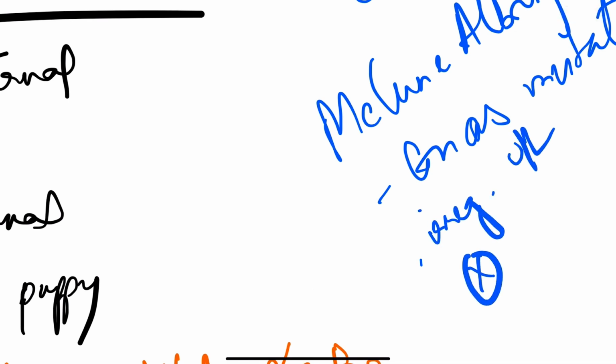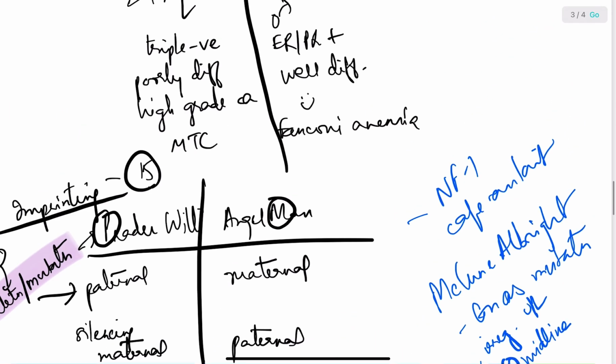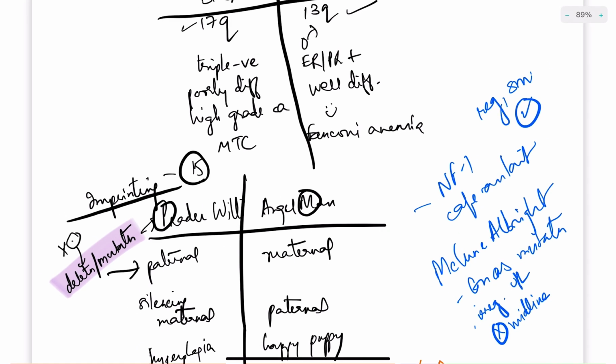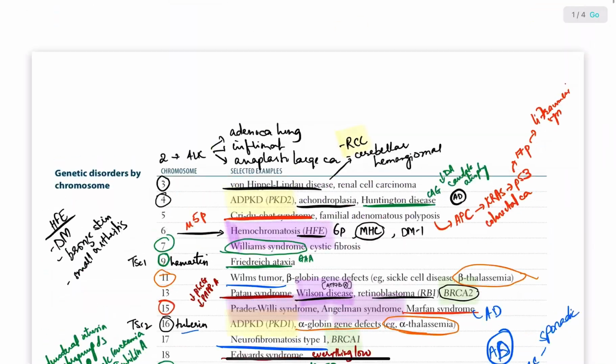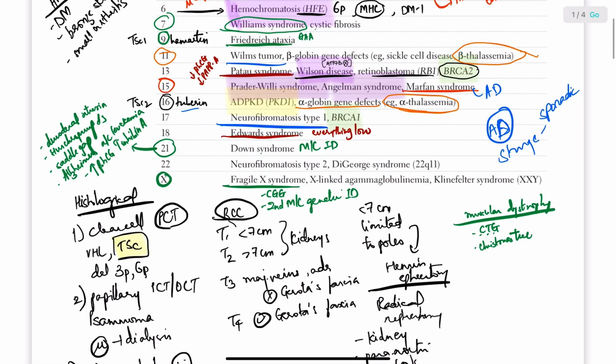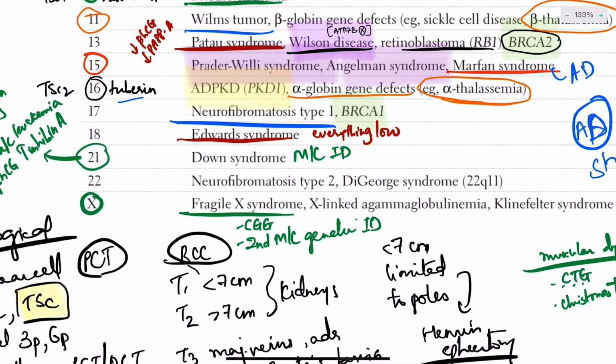They do not cross the midline, as compared to NF1, where the cafe au lait are going to be regular. They are going to have smooth margins, and they will cross the midline, and they will be present on both sides of the body. They will be bilateral. That was NF type 1. We've done BRCA1, Downs, Edwards. 22 has NF type 2.